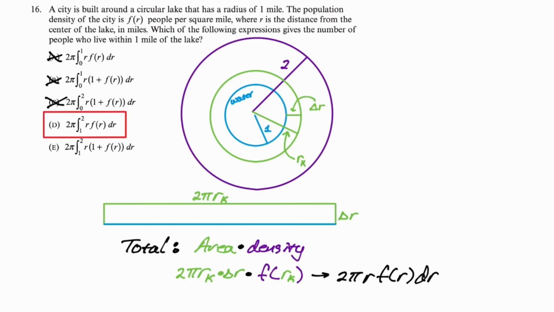I really don't know what's going on in this problem where the answer choices continually have the quantity 1 plus f of r. I'm really not sure what's going on with that. They definitely think you're going to pick that. It's in 3 of the choices. But in this case, our answer is definitely D.